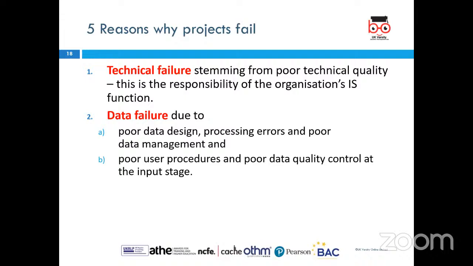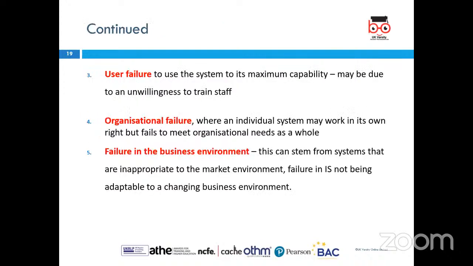Some of these failures may not be due to human errors, but can be due to the way we have been projecting it. Also, we have user failures, where the system is not used to its maximum capability, might be due to an unwillingness to train the staff. So not just the data, but also human failure can affect the deliverability of the project.